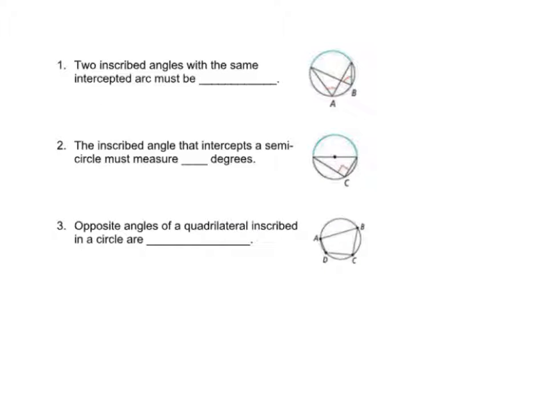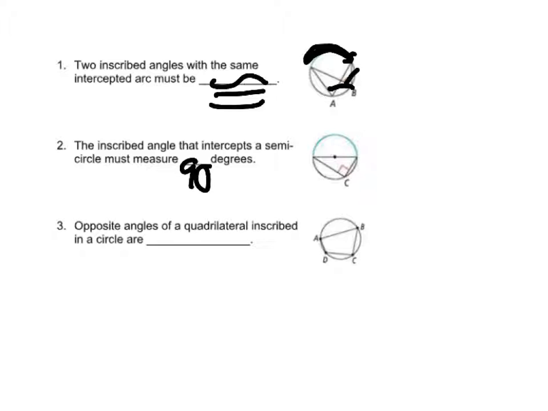Let's look at some corollaries to this theorem. The first one is 2 inscribed angles with the same intercepted arc must be, and the answer is congruent. This is because these angles right here will both be half of the same measure, which would give you the same measure. For the second one, the inscribed angle that intercepts a semicircle must measure 90 degrees.